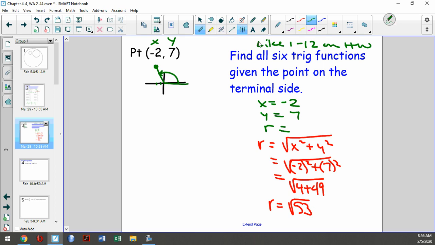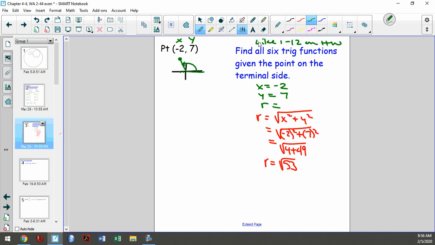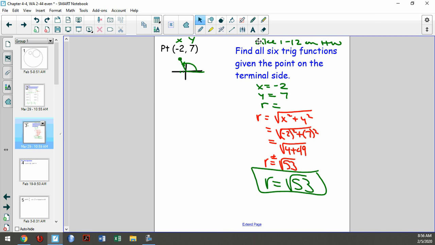r cannot be negative, which is why we're only keeping the positive. Normally you would do plus or minus here, but I can't have it be negative, so I only have the positive. Do we all understand that? So now that I know what r is, can I find the 6 trig functions? Sure. The sine of theta is your y value over your r value. Well, what is y? And what is r?